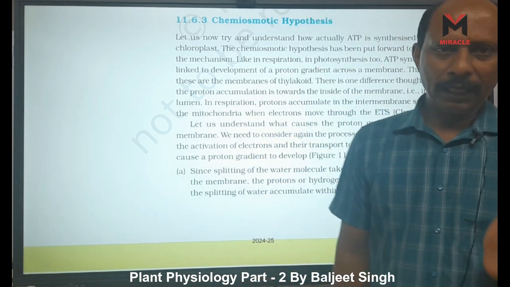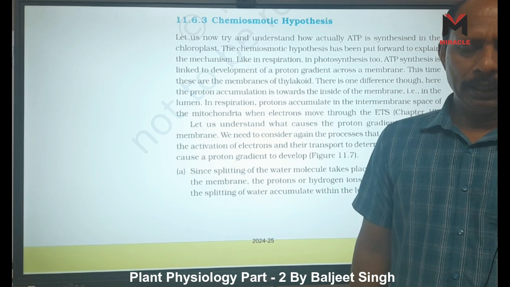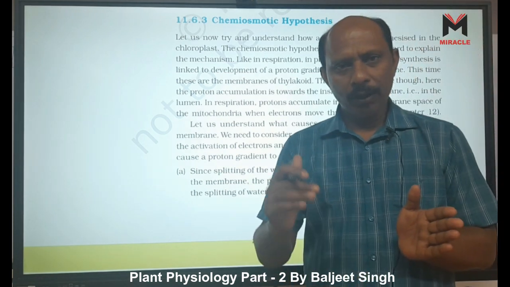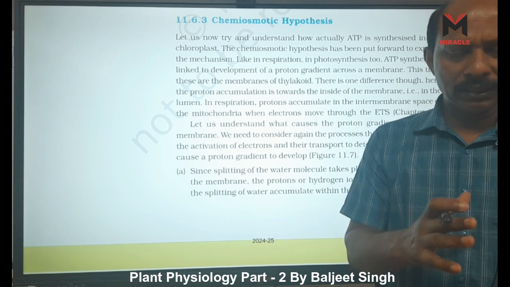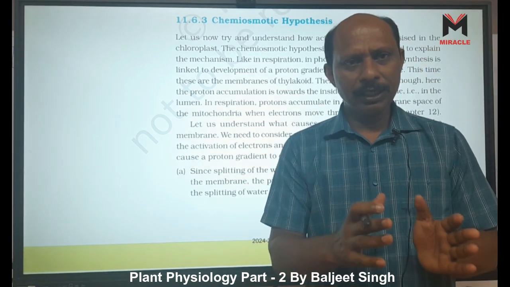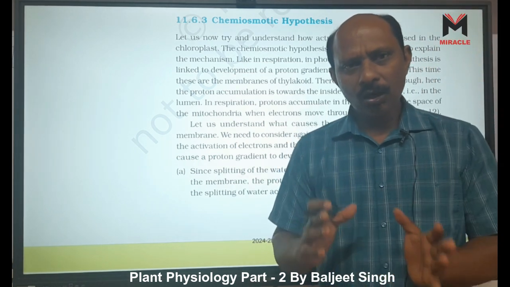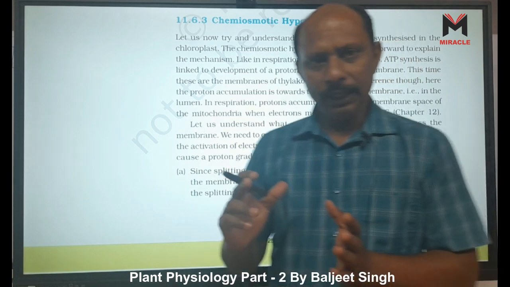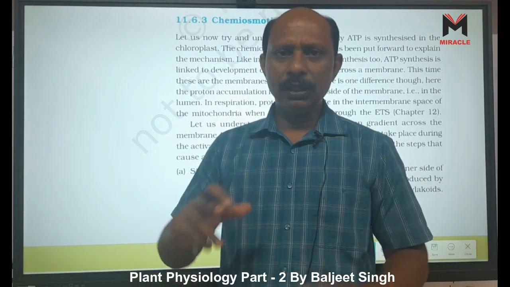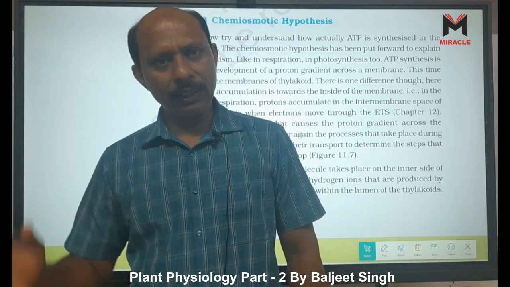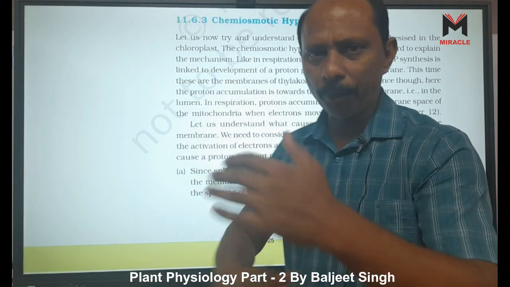Toward the lumen side, that is the inner side, the concentration of protons is more, right? Hydrogen ions move from stroma to lumen, and water photolysis also adds to it. Then H plus concentration is more inside the lumen. But in mitochondria, the concentration of hydrogen ions is more outside the mitochondrial matrix, in the perimitochondrial space, not in the mitochondrial matrix. So it is just the opposite direction.